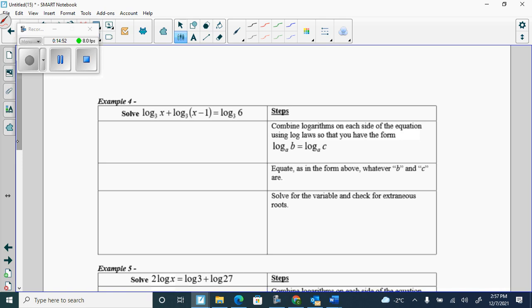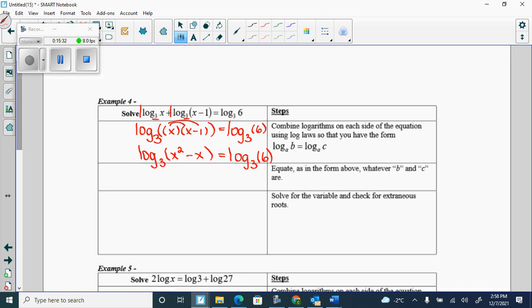So I'm going to put this side together first. Plus 1, base 3, base 3. So I can put them together. I get log base 3 of x times x minus 1 equals log base 3 of 6. What can I do next? Distribute. So I can go log base 3 of x squared minus x. In this one spot it makes it all wonky. Equals log base 3 of 6.